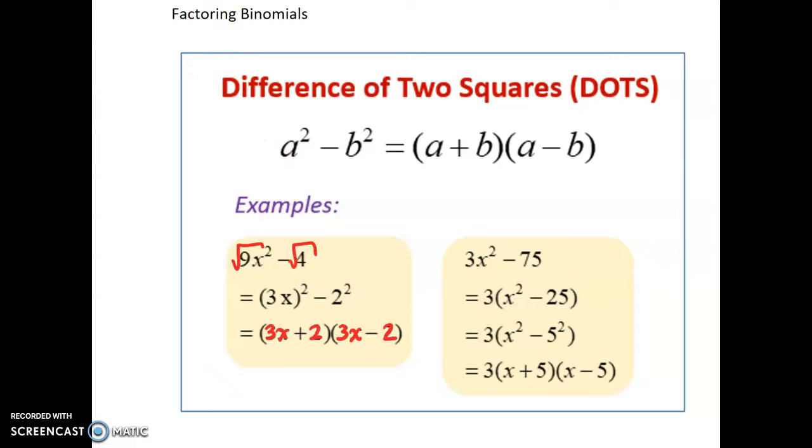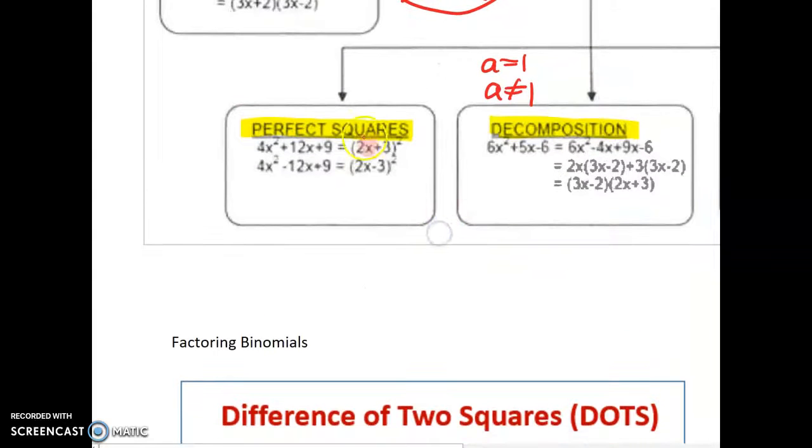But unlike last time in perfect square, if you remember the perfect square technique with the 3-term one, we end up having 2 brackets that were identical. We would end up having 2x plus 3 and 2x plus 3. And so we could just simplify that and write it as 2x plus 3 squared.